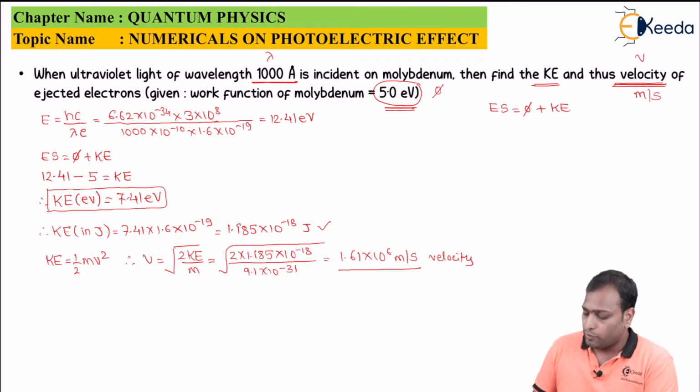So here we are done with the question. We were asked to find out the kinetic energy and velocity. In the very first step, we found out the kinetic energy, and then we used the kinetic energy formula to find out the velocity. Now, moving ahead with the next numerical.